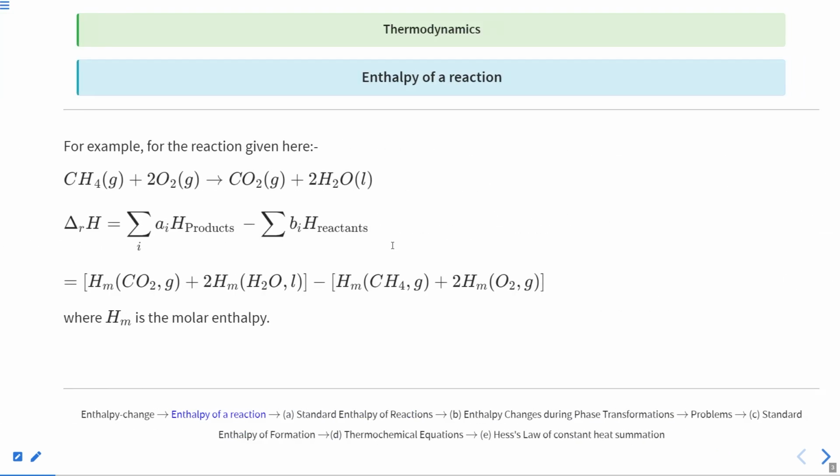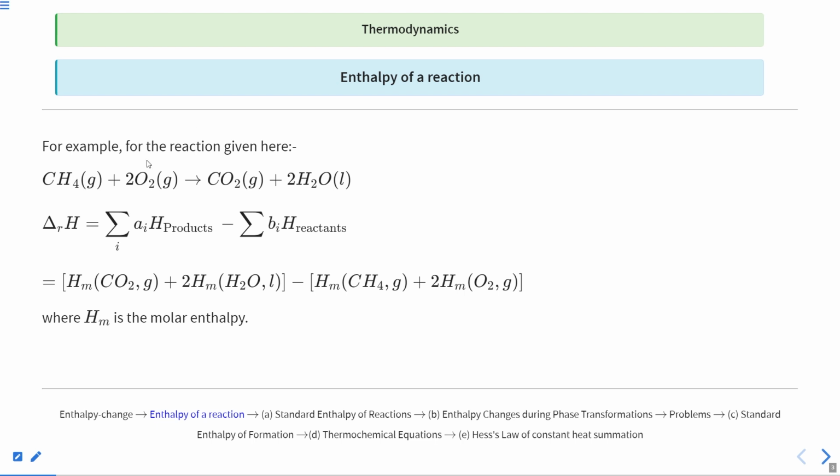Clear? Now, for example, we have this reaction, which is the combustion of methane. So methane is being combusted in the presence of 2 moles of oxygen, and we are getting 1 mole of carbon dioxide and 2 moles of water. So what will we take? We will take the summation of enthalpy of the product with the multiplied coefficient. So carbon dioxide has a coefficient of 1, so enthalpy of carbon dioxide multiplied by 1. Water has an enthalpy of, suppose, Hm of H2O liquid. So we have written it in this form. We have multiplied it with 2, that is the coefficient. So this is our overall product.